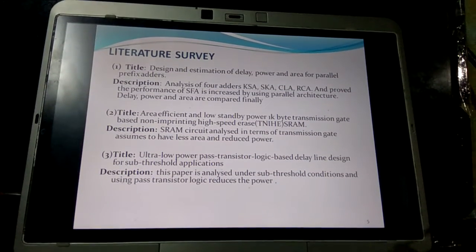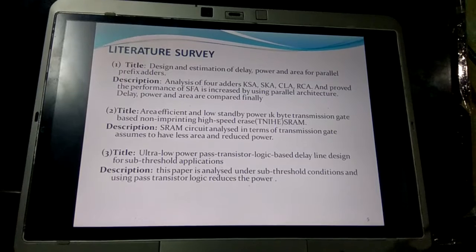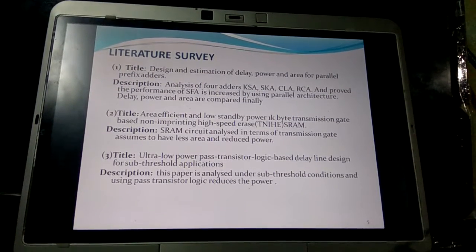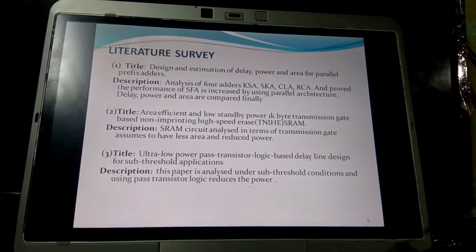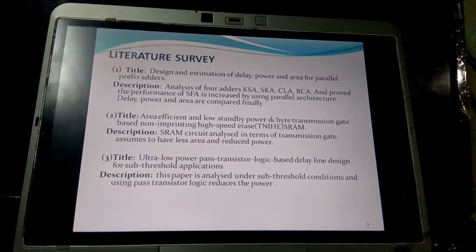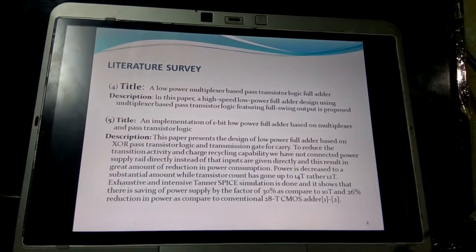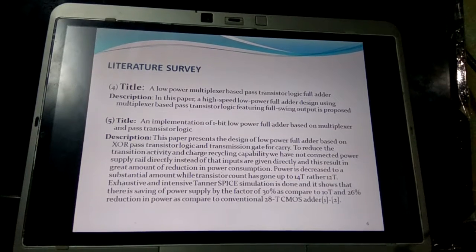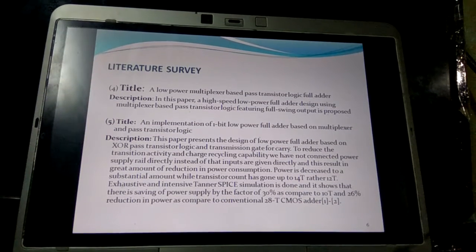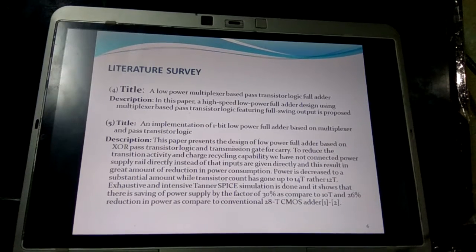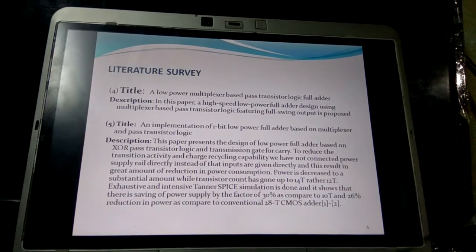Literature survey. As we have explained earlier, we have analyzed a total of 5 papers. Paper 1 is about analysis of KSA, SKA, CLA and RCA, and it proves that SFA is the best design. Paper 2 is about area efficiency. Paper 3 is about pass transistor logic under subthreshold voltage applications. Paper 4 is about low power multiplexer design using pass transistor logic. Paper 5 is about implementation of 1-bit low power full adder based on multiplexer and pass transistor logic.